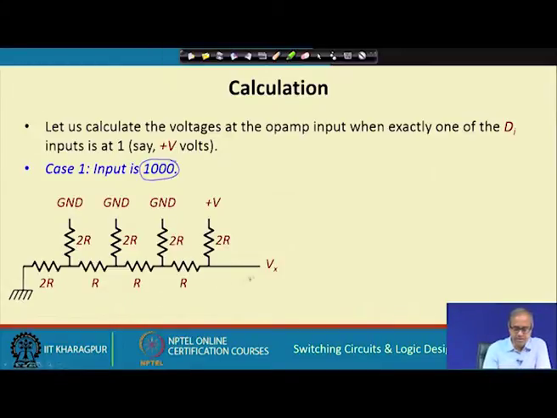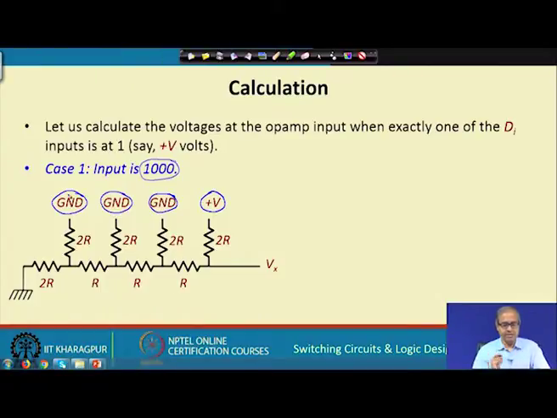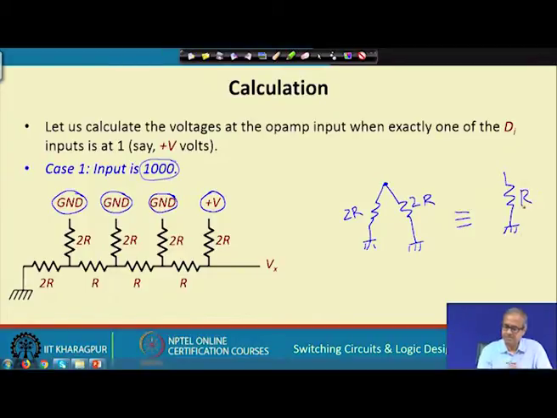Let us see what will happen in this case. So, your equivalent circuit will be like this. D3 is 1, which means it is at plus V, 1 means plus V, let us say, 0 means ground. Now, you know that if you have two resistances, let us say 2R and 2R, from any point connected to ground, two resistances in parallel are equivalent to a single resistance of value R. Here the same thing will happen: this 2R and this 2R are in parallel and connected to ground. So, at this point you have equivalently a single resistance to ground of value R.